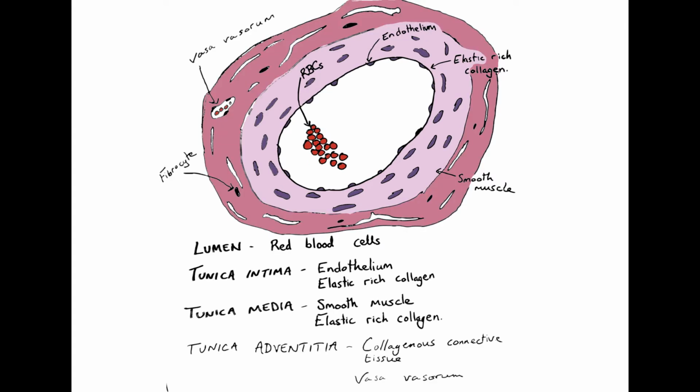The final layer is made of collagenous connective tissue. This is the tunica adventitia. In larger vessels it contains the vasa vasorum. These are blood vessels that supply the tunica media. So let's have a look at some blood vessels in tissue sections.